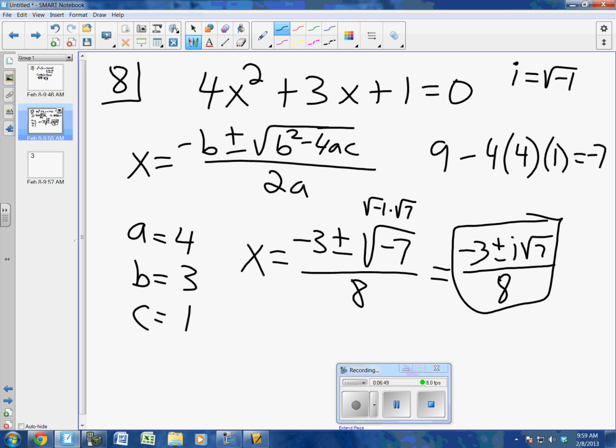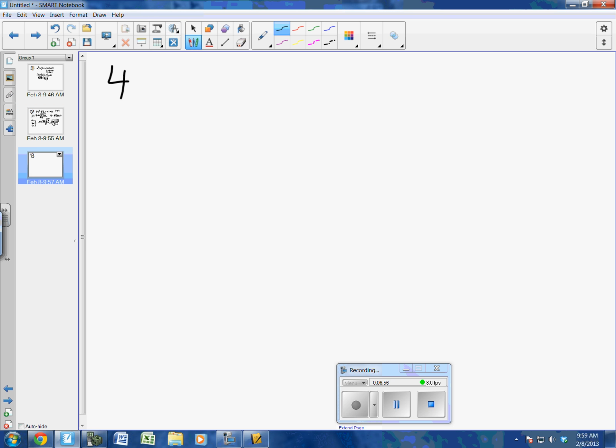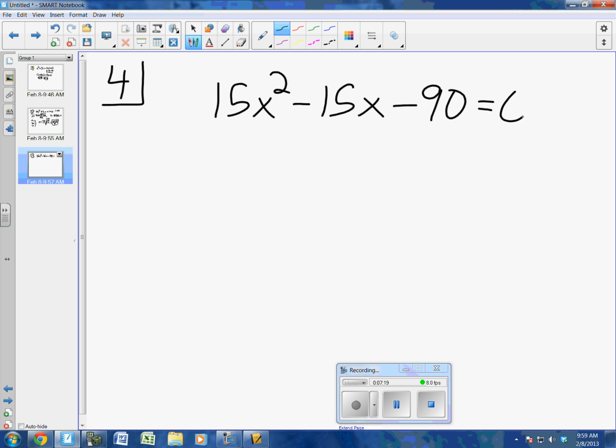I'll do one more before we correct it, Shania. Number 4. Okay, guess what? Number 4 can be factored. However, look how big those numbers are. Even I, knowing factoring really well, would probably rather use the quadratic formula on this one. So what's a, b, and c on this one?